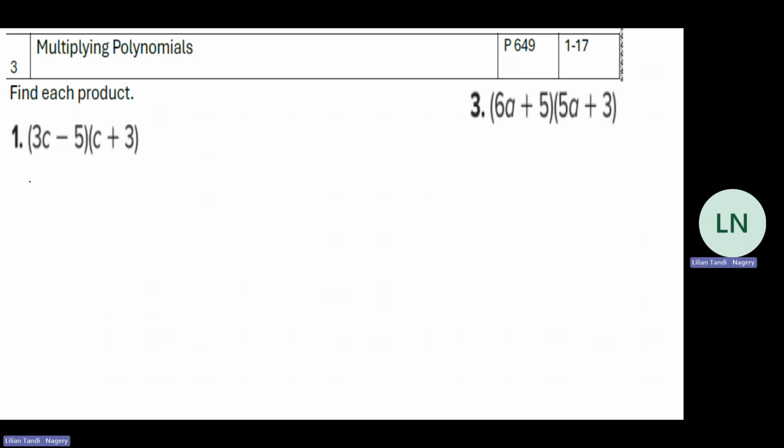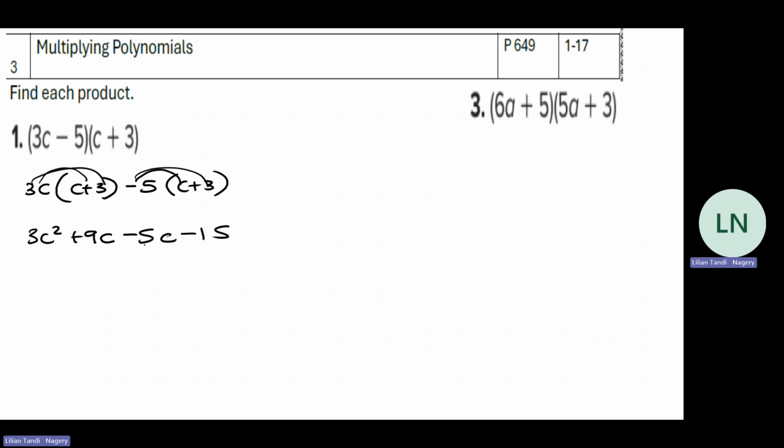Okay, so here we have 3c, c plus 3 minus 5, c plus 3. We are using distributive property. So here you're going to do 3c squared. That becomes positive 9c, negative 5c, negative 15. These are like terms. 3c squared plus 4c minus 15. Box your answer.